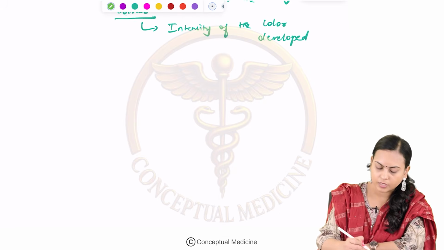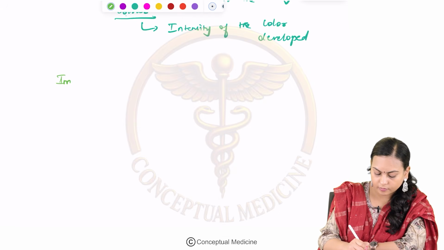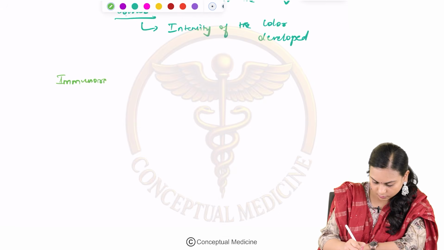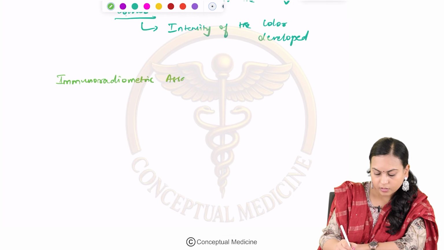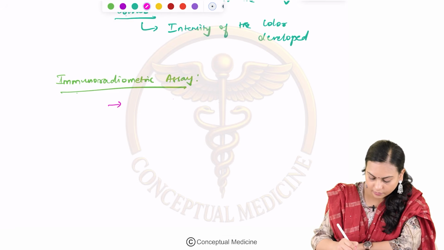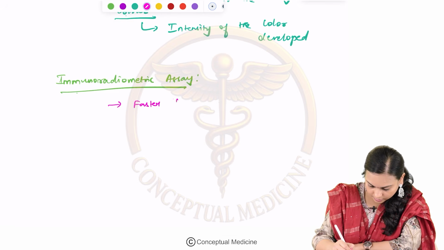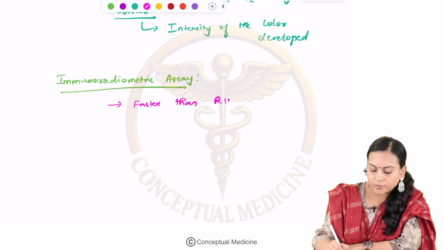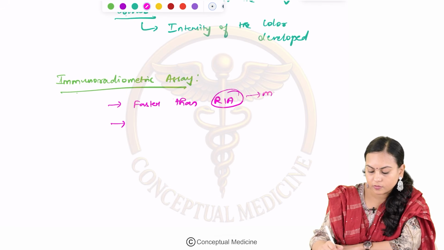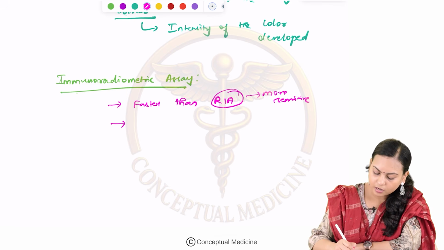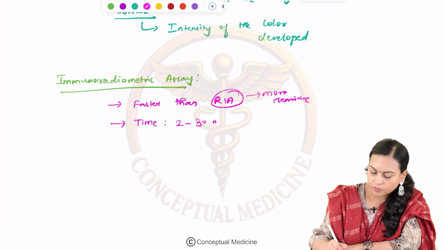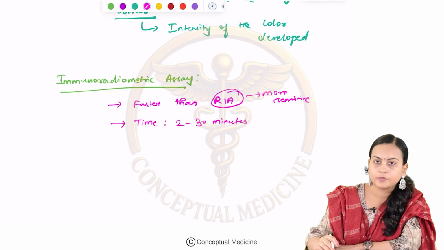Next is immunoradiometric assay. So this can be done faster than radioimmunoassay, but we all know radioimmunoassay is more sensitive, and it will be completed within a time of 2 to 30 minutes.